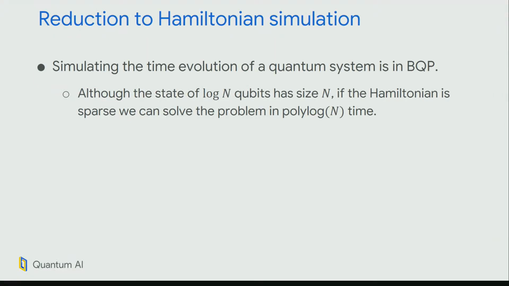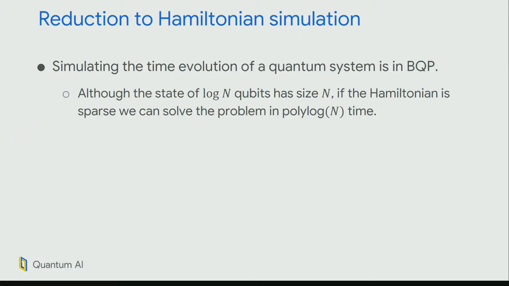Okay, so what are we going to do? As I alluded before, we already know that the time evolution of a quantum system is in BQP. In fact, it's a famously BQP-complete problem. And I want to map this problem to the time evolution of a quantum system. I just want to remind you of the numbers that are involved here. So I want to think of a quantum system on log N qubits. Originally I had capital N masses in my ball and spring system, and the vector space is of size N, right? So I'm talking about log N qubits.